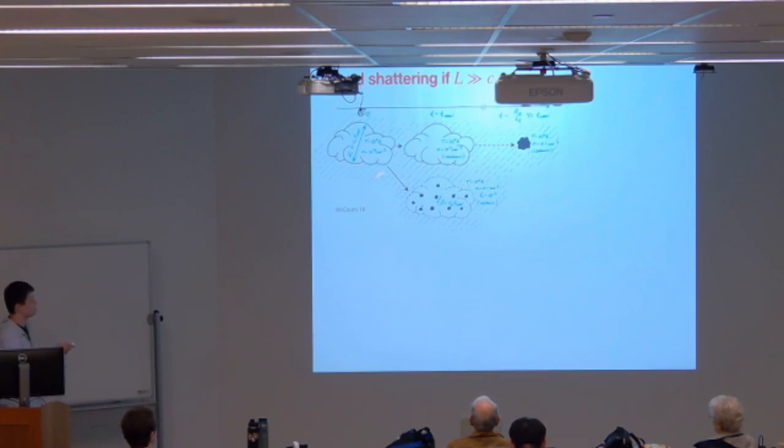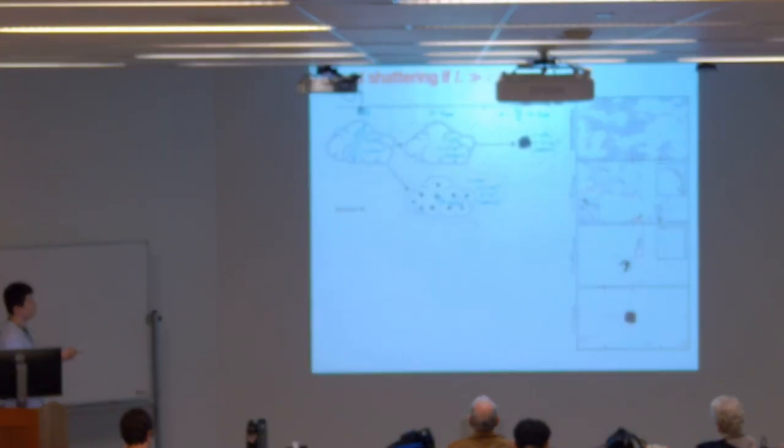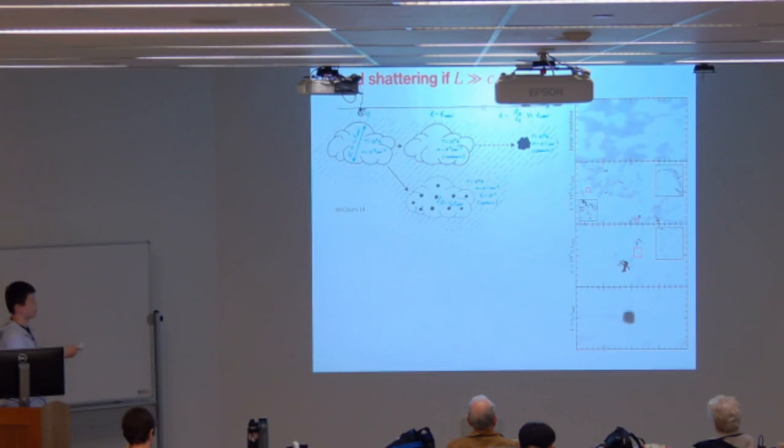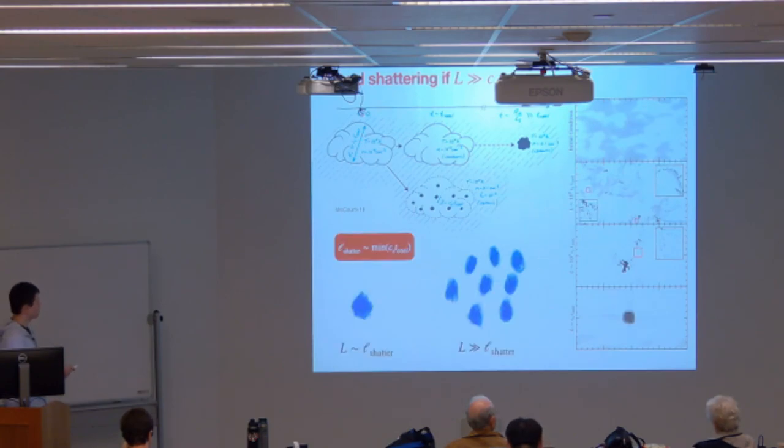McCourt proposed another channel, where to regain the pressure equilibrium, it is much faster if the clump fragments during the cooling. This is very similar to the Jeans instability, and the clump fragments until the size is around the cooling length. So he called this process shattering. He performed a 2D simulation, and defined shattering in simulation if the size is larger than the cooling length. So people then called the minimum cooling length the shattering length scale.